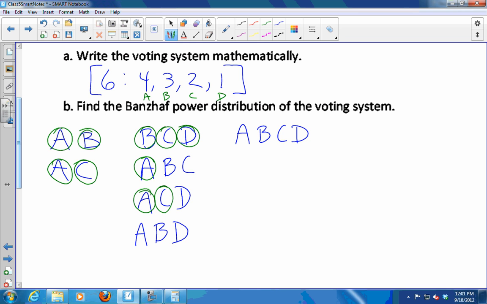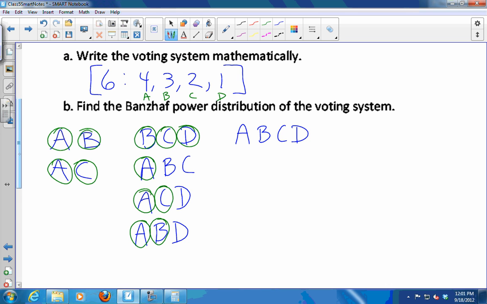How about an A, B, D? Who's critical? A is critical. There's only 4 left if A leaves. B is critical. There's only 5 left if B leaves. But if D leaves, there are still 7 votes. So D is not critical. All right, how about an A, B, C, D? No one is critical. If A leaves, there are still 6 votes. And if anyone else leaves, there's more than 6 votes. So there are no criticals in the Grand Coalition.